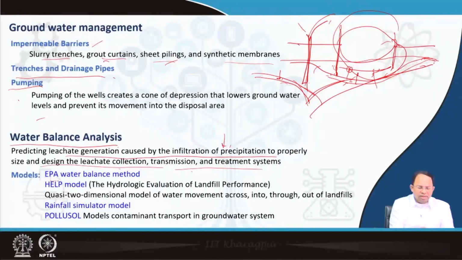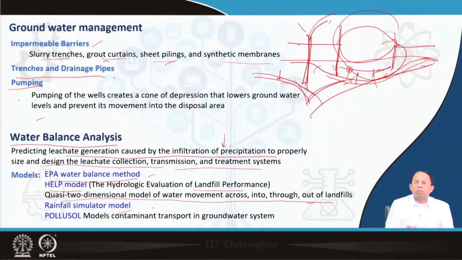So for this, we have the US EPA, Environmental Protection Agency, water balance method. So that can be utilized. There is something called the HELP model, which is the Hydrologic Evaluation of Landfill Performance model, also developed by EPA. It's a quasi two-dimensional model of water movement across, into, through and out of landfills. So that means water moves from outside to inside, inside to outside, and within the landfill, and how much water moves could be estimated.